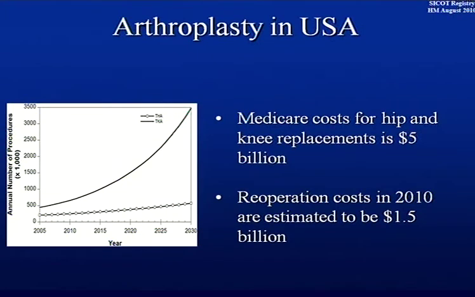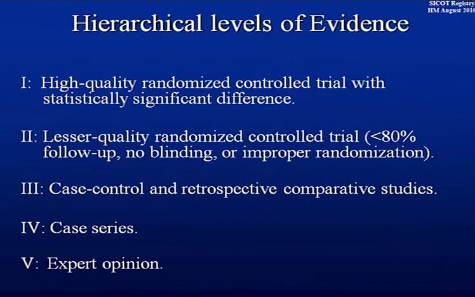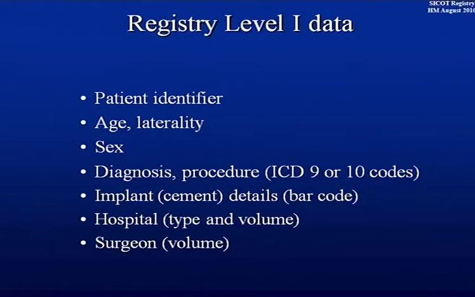Arthroplasty in US, this is the predicted cost and development of hip and knee replacement. Reoperation cost this year is estimated to be $1.5 billion. And I wonder if they can afford not to set up a registry. We know we need to do this on scientific evidence. The problem is to collect scientific evidence in total joint surgery. It's cumbersome to do this in randomized clinical trials. We can't do level 1, which is the optimal way to do it. And the way to do this is observational studies.